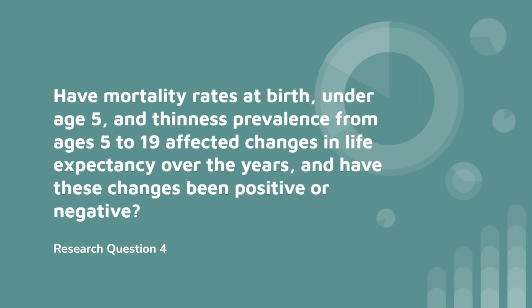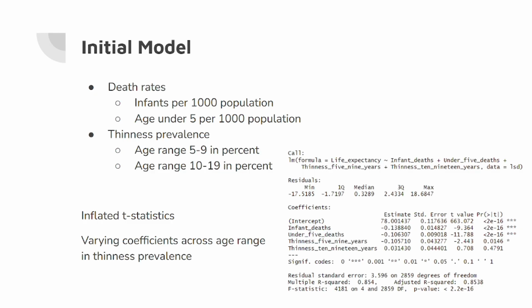With that, we hop on to the last research question. Have mortality rates at birth under age 5 and thinness prevalence from ages 5 to 19 affected changes in life expectancy over the years? And have these changes been positive or negative? So with that, we start with the initial model with the 4 variables that I've just mentioned.